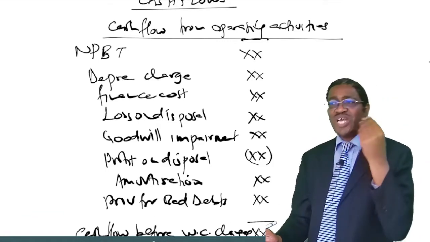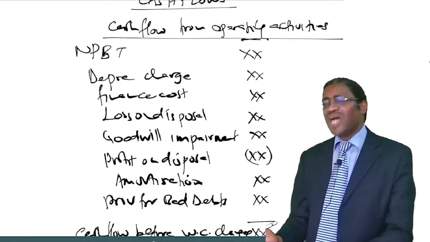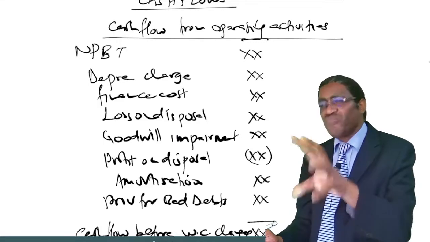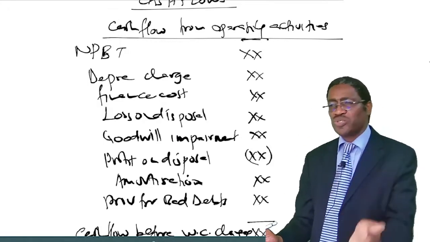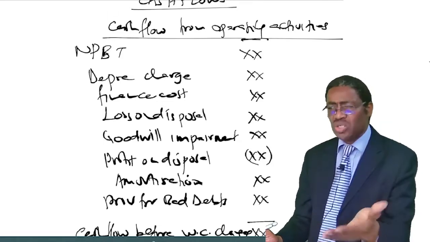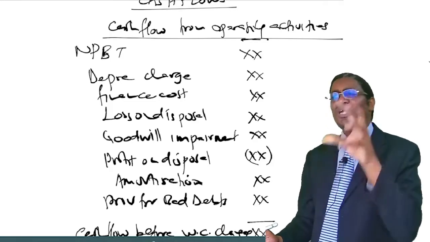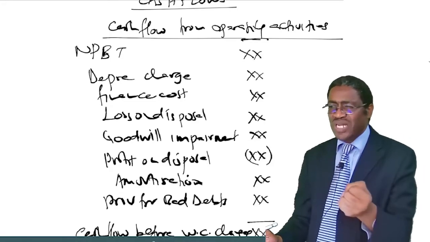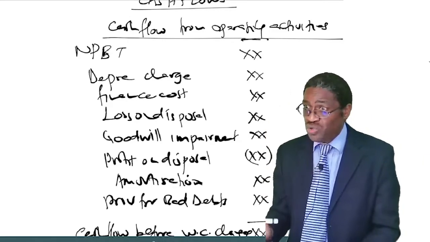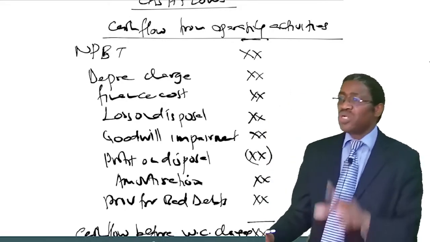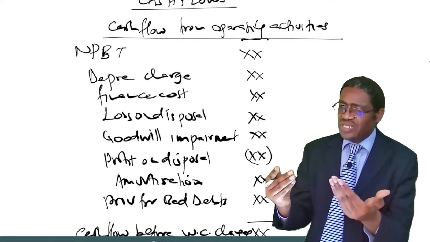Some of them, like all expenses that you debited in the P&L account and yet they are non-cash items, all of them must have reduced your profit. Things like depreciation, loss on disposal, impairment, amortization, provision for bad debts. All these are non-cash items that you debited in the P&L account. By debiting them, they made your profit less than it should be from the cash point of view. Once you know that, you add back.